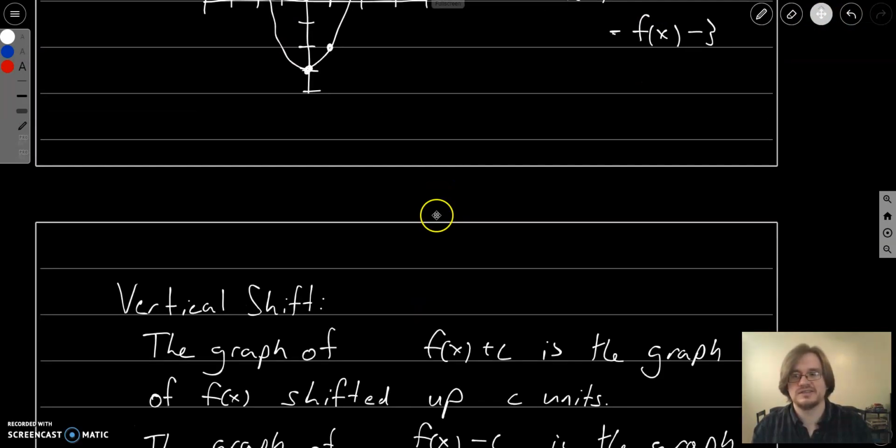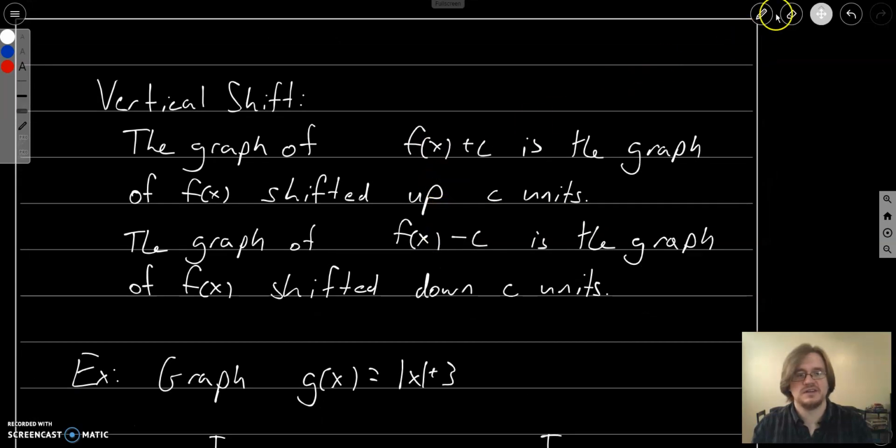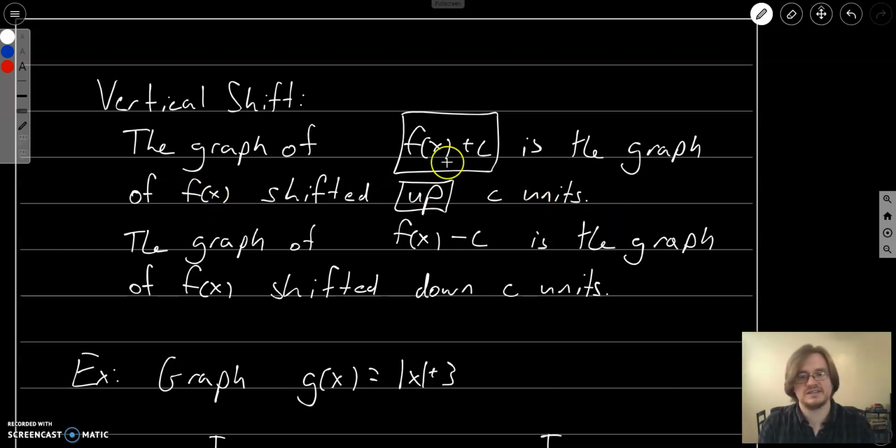So let's formalize this. So vertical shift. The graph of f of x plus c is shifted up. It's just the same thing as f of x, but we've gone up. Instead, if we look at the graph of f of x minus c, it's the same shape as f of x, but we've shifted it down.